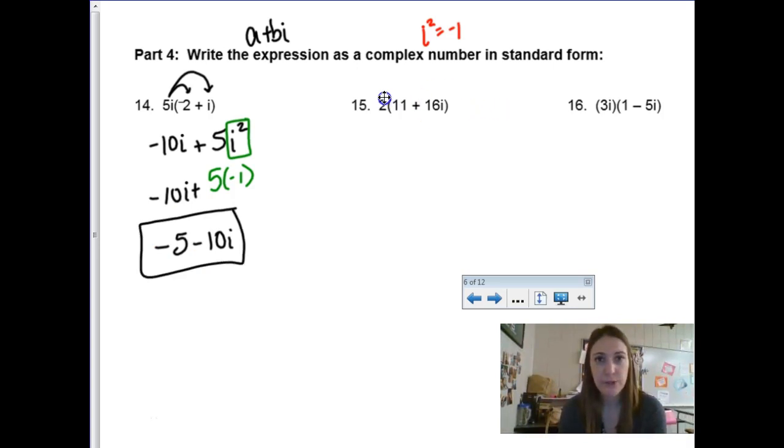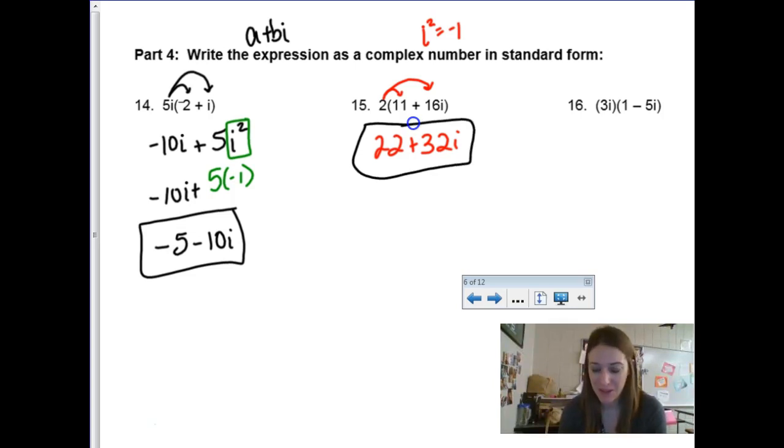So here we have a real number 2 being distributed in. It's going to be a very unexciting question here. Watch this. 22 plus 32i. And that's it, because it is in the form a plus bi.